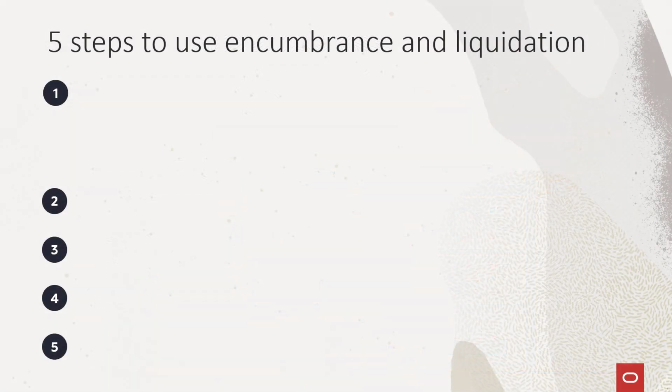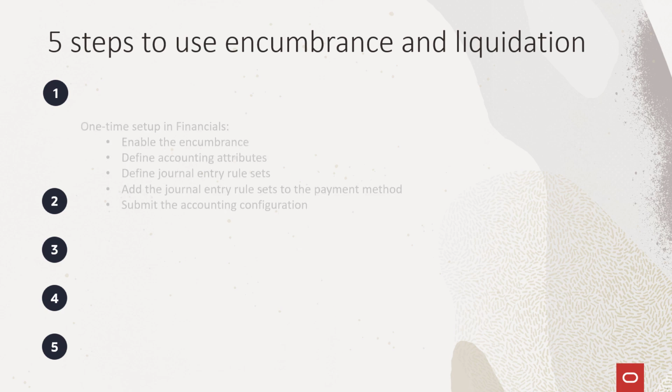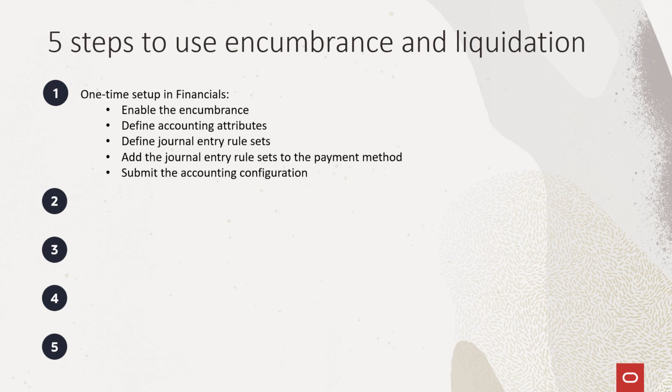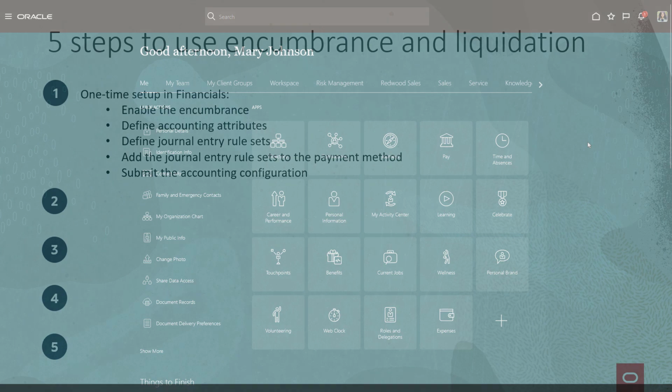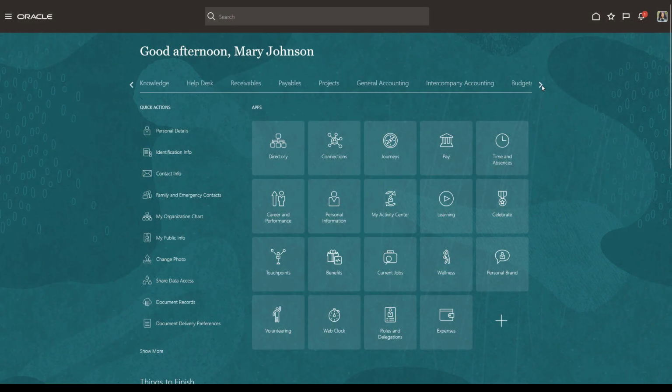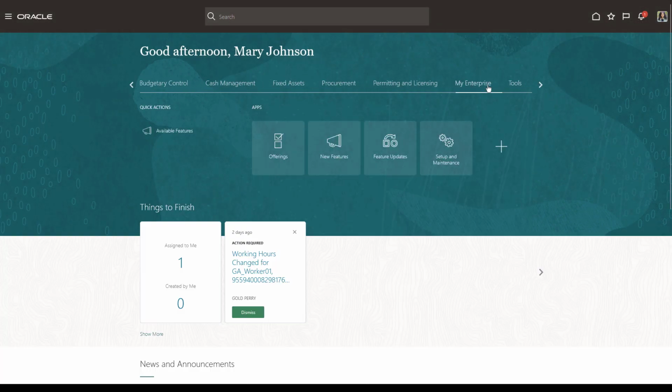There are 5 steps to enable payroll encumbrances and liquidations. The first is a one-time setup in Financials. You'll need access to financial setup information to perform this setup. First, you need to enable the encumbrance.